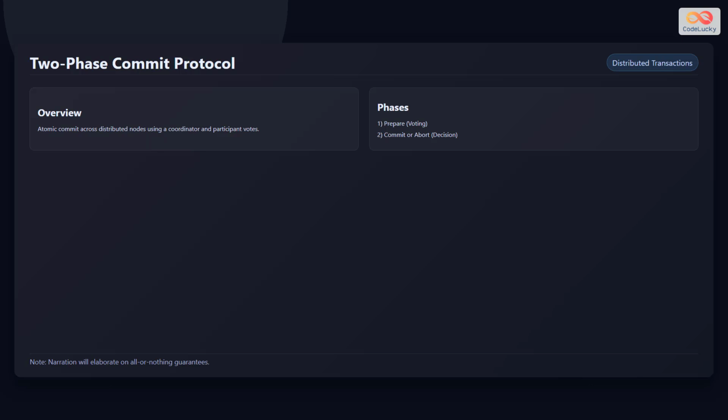Welcome to this comprehensive guide on the two-phase commit protocol. This tutorial is designed for beginners who want to understand how distributed systems ensure data consistency across multiple computers or databases. Two-phase commit, often abbreviated as 2PC, is a fundamental technique in distributed computing that solves one of the most critical problems. How do you make sure that either all databases commit a transaction successfully or all of them reject it together?